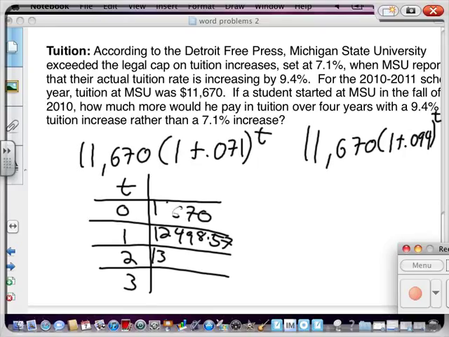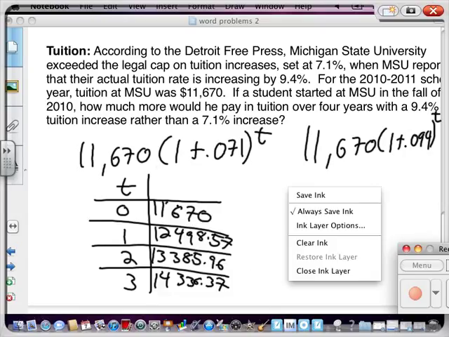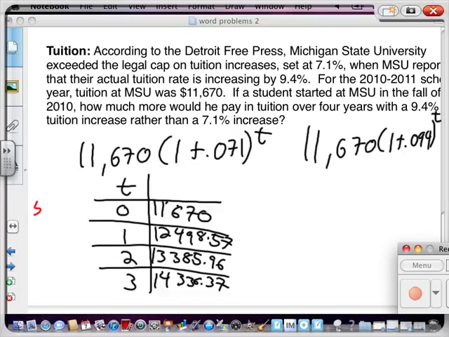For the second year, at the end of my second year, it's going to cost $13,385.96. And the end of my third year, it's going to cost $14,336.37. So now what we're going to do is we're going to add all this up, and we find that in 4 years, it's going to cost me $51,891.50 to go to school. But that's if they told me the truth, which they didn't.